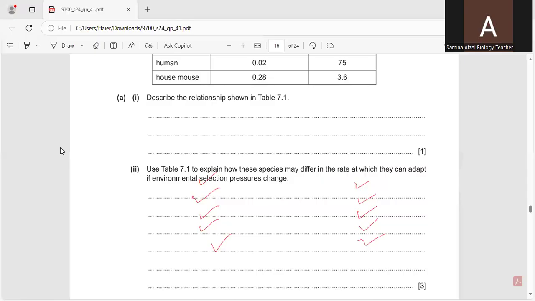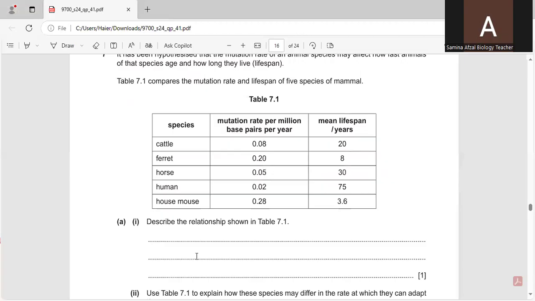So next question is, describe the relationship shown in table 7.1. In table 7.1, you can see in these 5 different cases, the highest lifespan is in human beings, that is 75 years, and the mutation rate is 0.02, which is the lowest mutation rate.